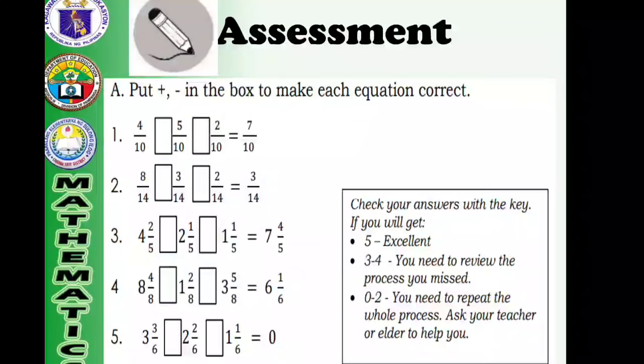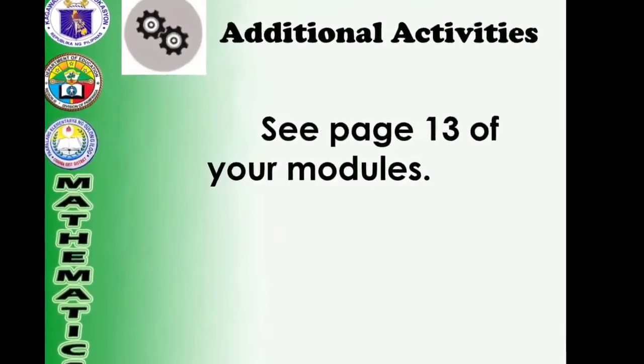After answering, check your answers with the answer key. If you get 5, that's excellent. 3 to 4, you need to review the process you missed. 0 to 2, you need to repeat the whole process. Ask your teacher or elder to help you. For additional activities, see page 13 of your modules.